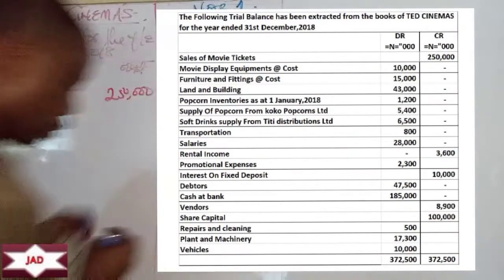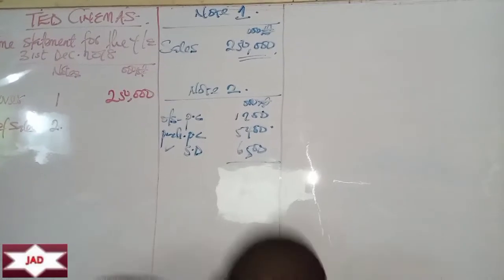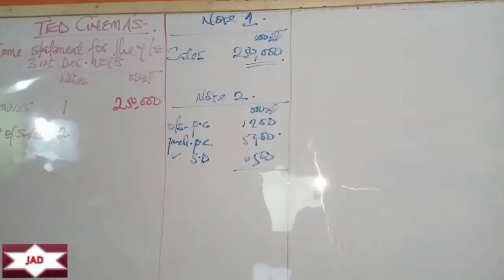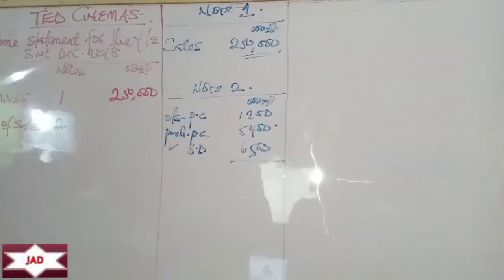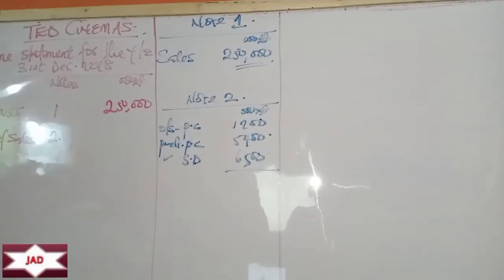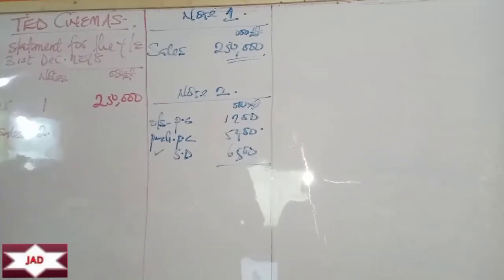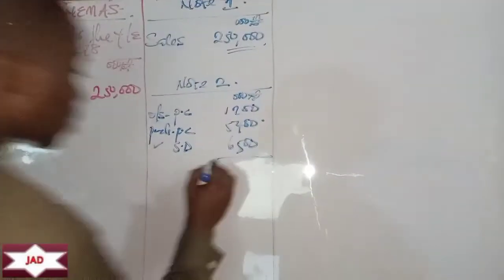So when we add, what do we have? Okay, pick up your calculator and let's do the addition. So we have 1,200 plus 5,400 plus 6,500. So I can see 13,100 there.